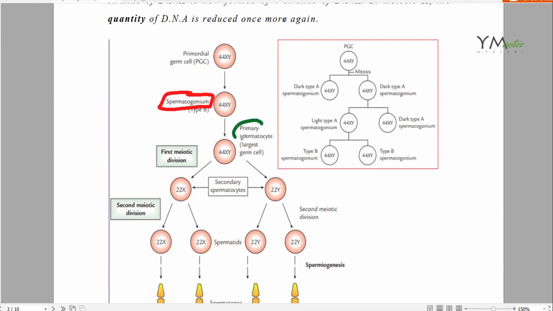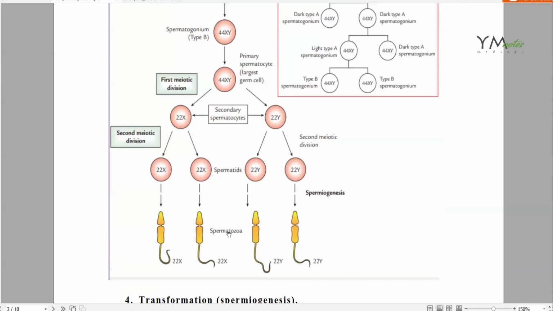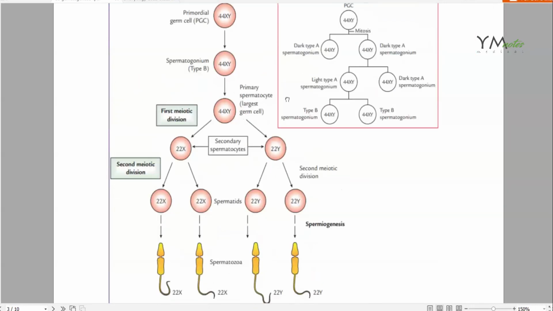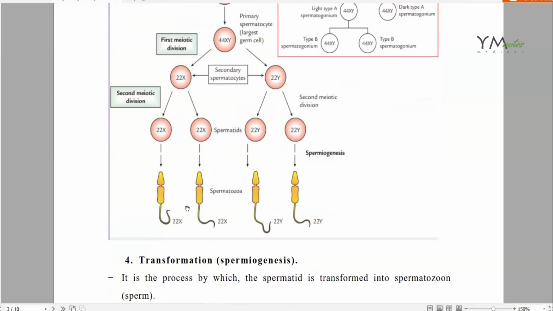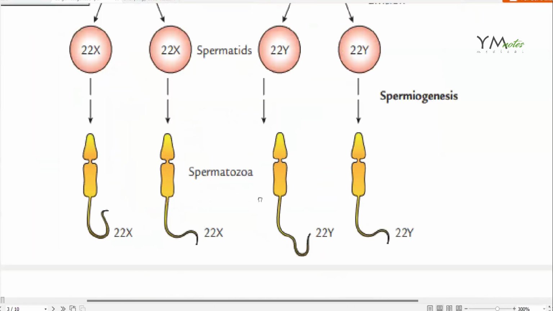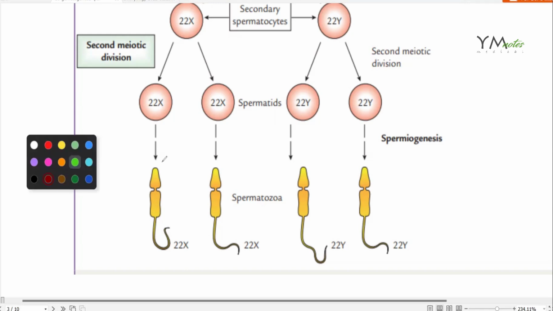Then it converts into primary spermatocyte, and the primary undergoes the first meiotic division to form the secondary spermatocyte, which undergoes the second meiotic division to form the spermatid. All are names to be remembered. And lastly, we form the spermatozoa. Now, if you notice, all these cells are circular in shape. But the last one, the sperm itself, or the spermatozoa to be more clear, has some characteristics that need to be mentioned.